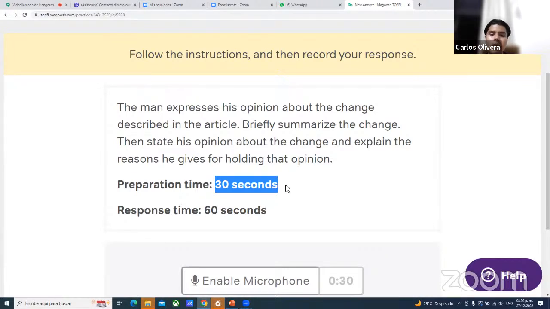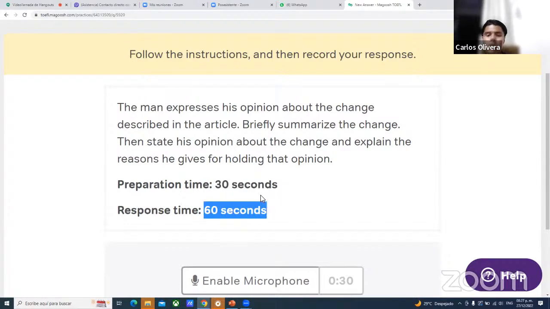And when you finalize your 30 seconds to prepare a response, you get 60 seconds, an entire minute, as I told you, to respond to the question. That is to say, to deliver your summary of the reading passage and your summary of the listening passage. That's how it works. Once again, a chronometer going backwards, 60, 59, 58, 57, until 1, okay?